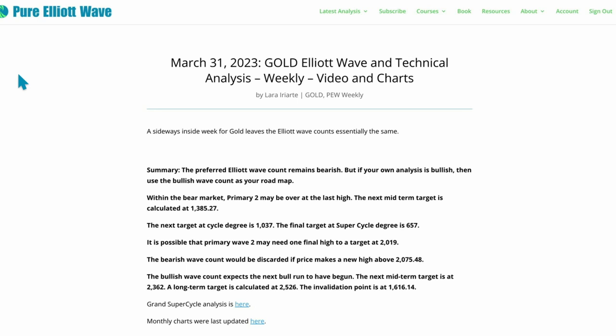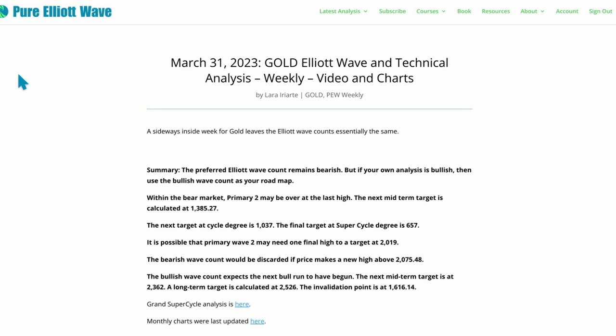An inside week for gold. Sideways movement leaves the wave counts essentially the same. The preferred wave count is still bearish, but if your own analysis is bullish, use the bullish Elliott wave count, and I've got a main and an alternate for that as well. Use that for your roadmap.